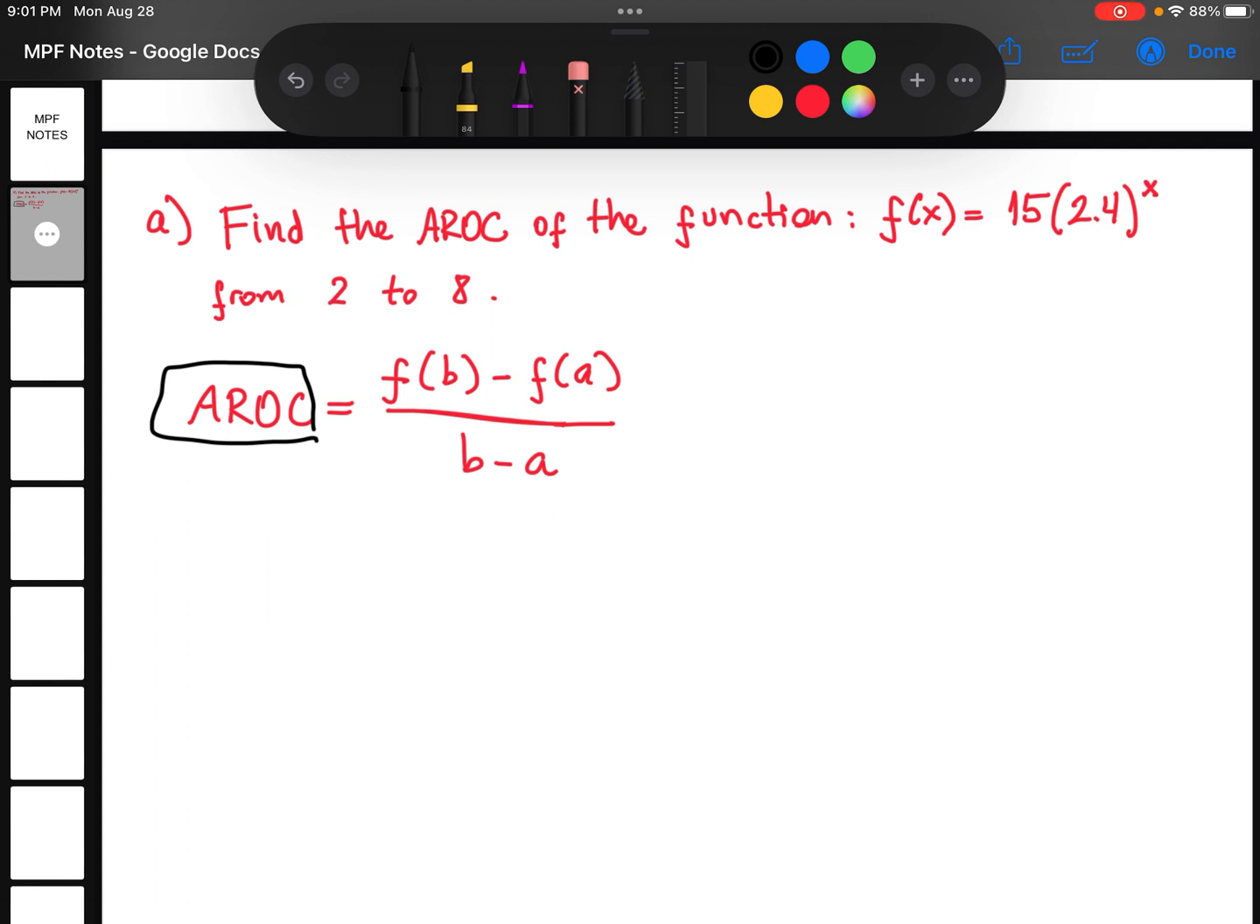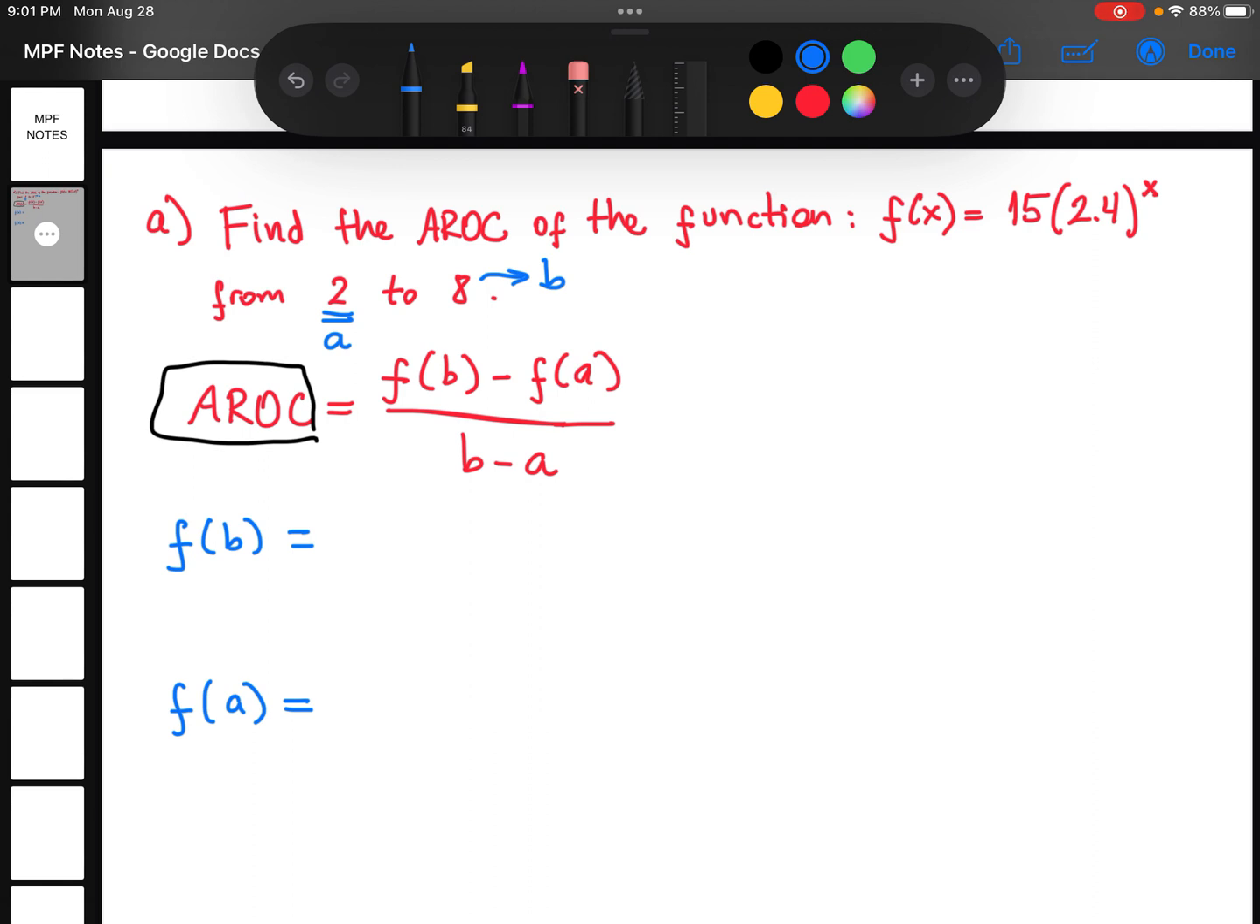In order to calculate the average rate of change, you need to keep in mind four values. The ones on top, the outputs, f of b and f of a. These are the ones that are going to take you a little bit longer because b and a are already given. Why? Because 2 is the left side of the interval, which means that 2 is a, and 8 is the right side of the interval, which means this is b.